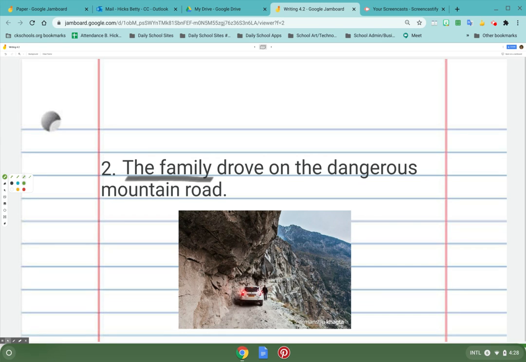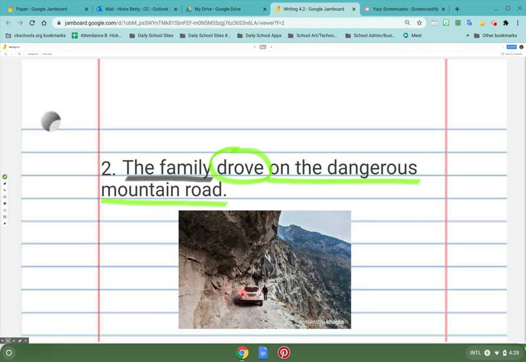What action is that family doing? Well, they're driving. They drove, okay, which is past tense. It happened in the past. Now I'm thinking, okay, they're driving. Where are they driving? Well, they're driving on the dangerous mountain road.